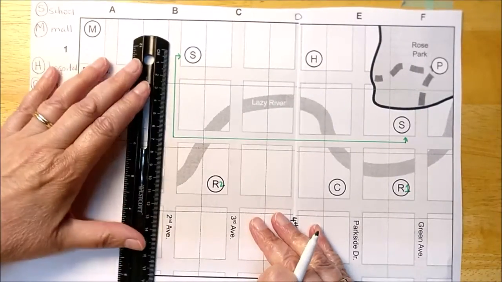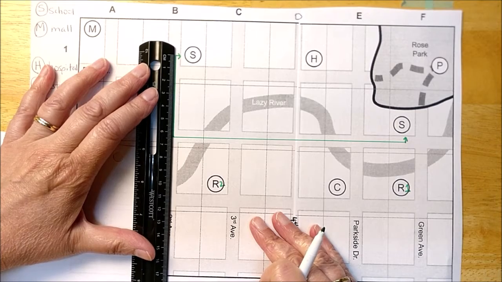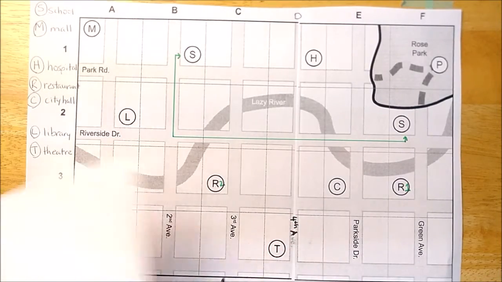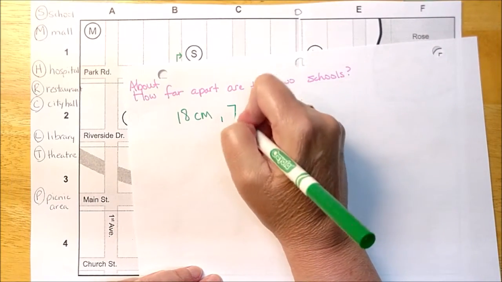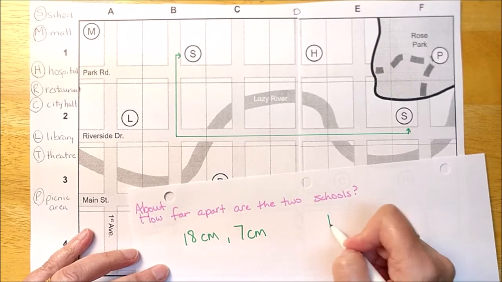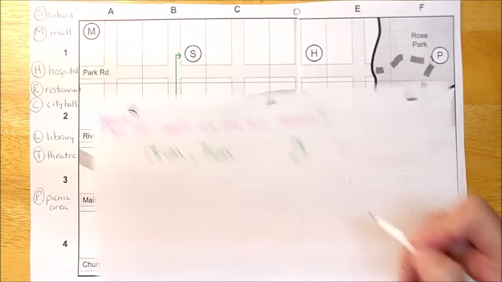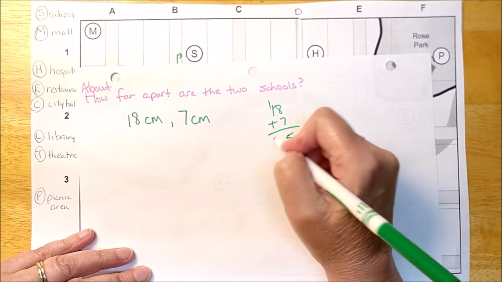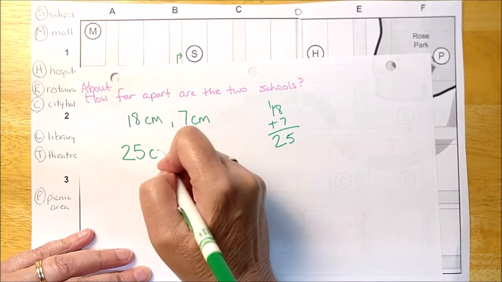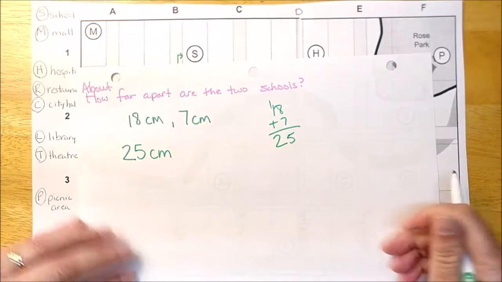And this road is right around 6.5. So 6.5, you round up. I'm going to round it to 7, so that is about 7 centimeters. When I add those two together, 18 plus 7 equals 25. So my two schools are about 25 centimeters apart when I measure it on the map.